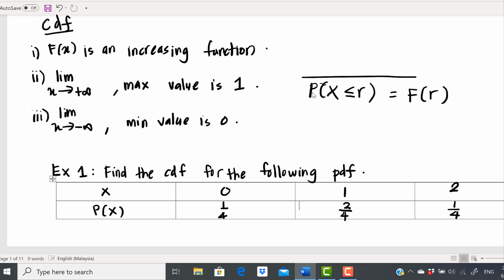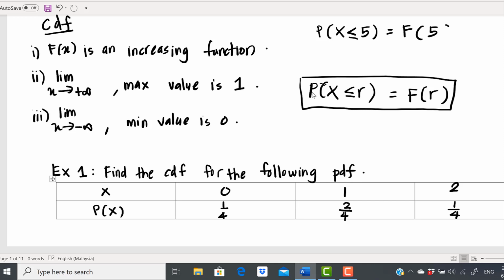What does this formula mean? Let's say we want r equal to 5. That means it's equal to F(5). Or maybe we want x less than or equal to 10. That means it's equal to the CDF when x is equal to 10. Okay, now.